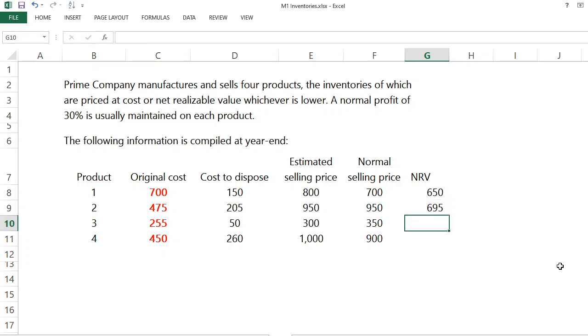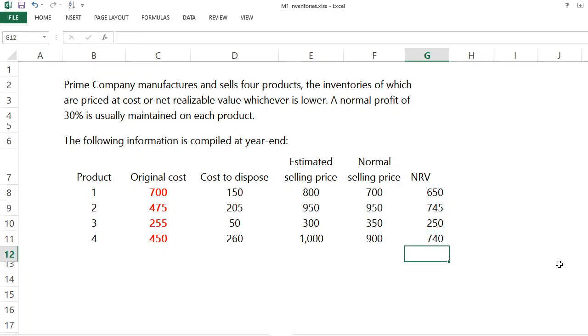And then for product 2, we have 900 minus 205. Then we have 695. Wait. Bakit 205? Tama ba to? 950 minus 205. 745. So, dito ganina 695. Bakit iba? Okay. We have 745, and then we have here 300 minus 50. That's 250, right? And then, for product 4, we have 1,000 minus 260. I guess that is 740.